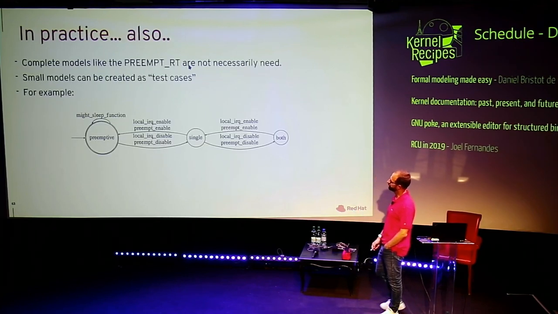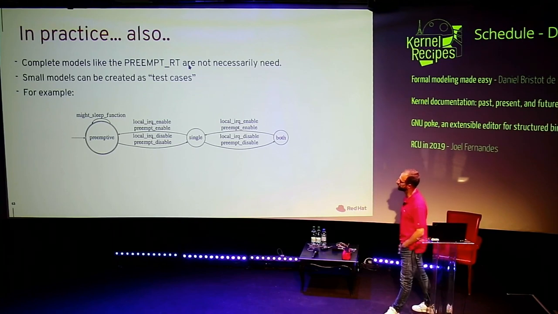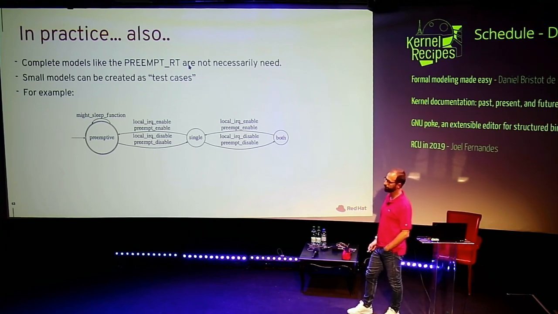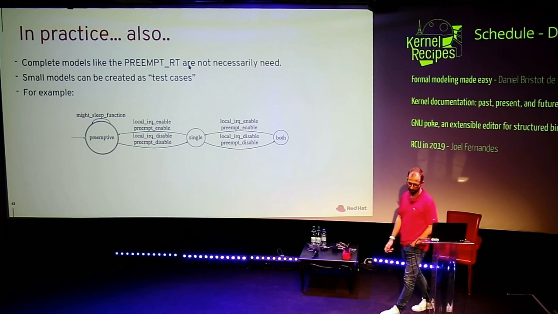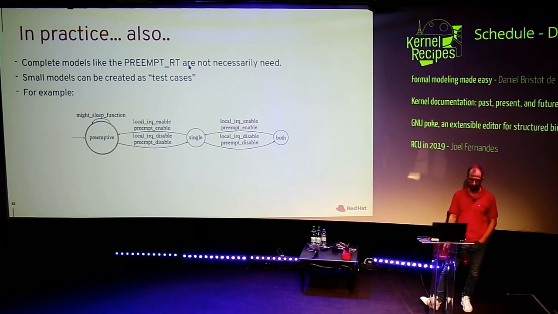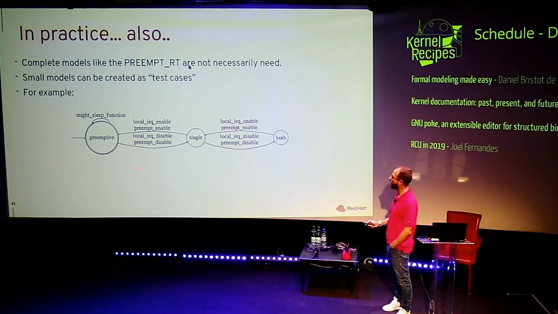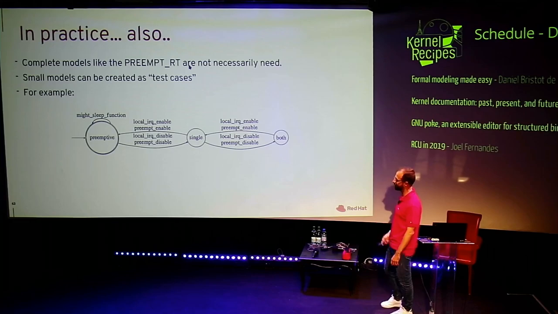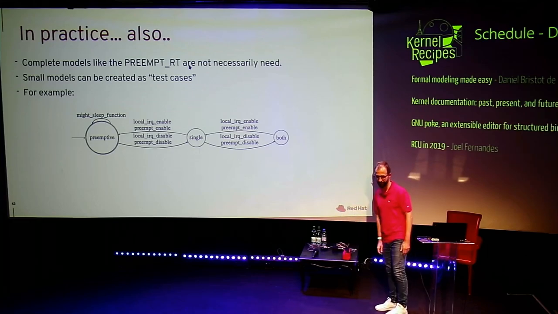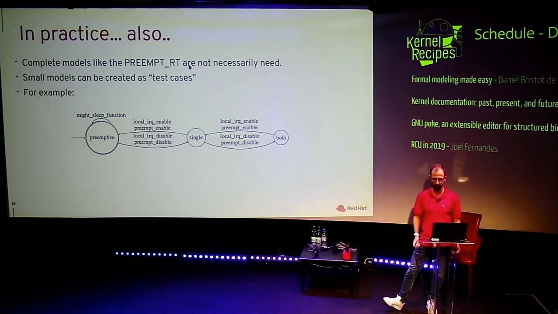So for example, this is another model that we can use in practice, on the preemptor T. One problem that we usually try to find is when we call a function or a method that might go to sleep in atomic context, when we have either preemption or IRQ disabled or both disabled. If we call some of these functions that can go to sleep in this context, we will have a scheduling while atomic error. That is a common error that we try to find.